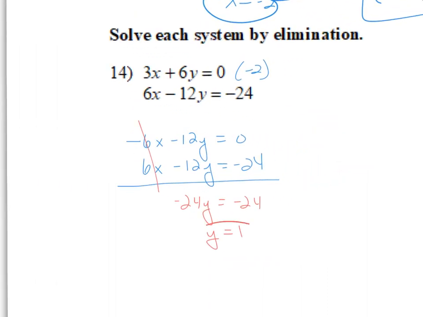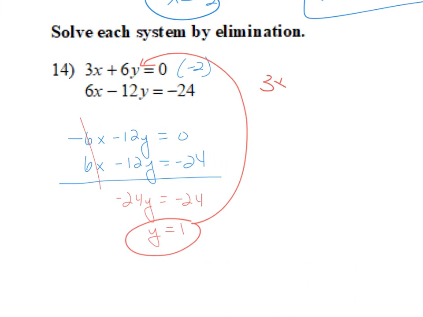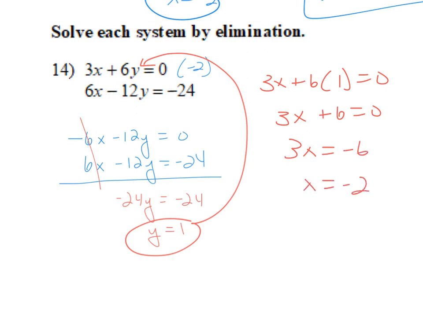Now go ahead and take this and plug it back in. I'll plug it in the top, but it doesn't really matter. So you get 3x plus 6 times 1 equals 0. So 3x plus 6 equals 0. Subtract the 6 over and divide, and you end up with negative 2. So negative 2, 1 is your solution.